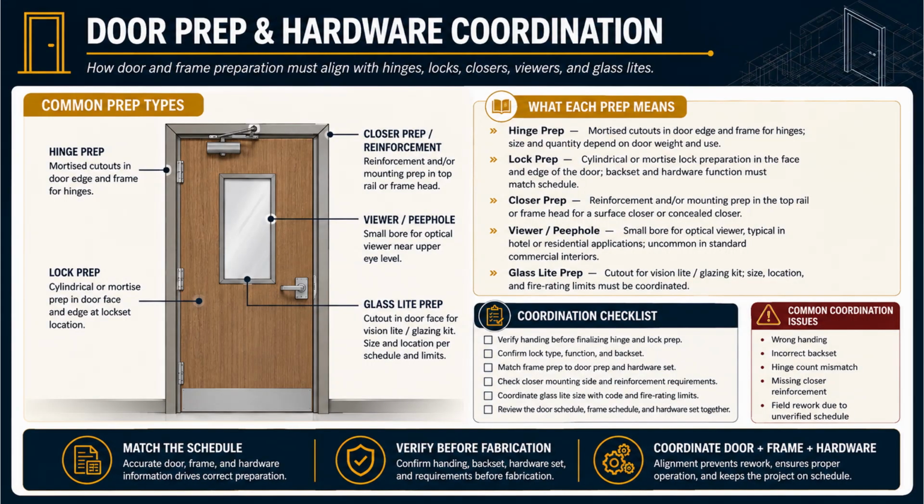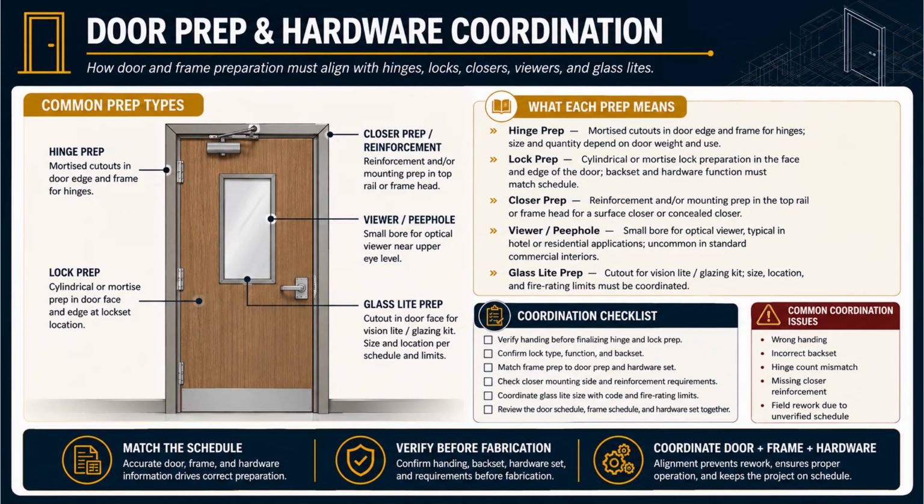Now door prep. The cutouts and reinforcements that have to be machined into the door and frame so the hardware fits. These are done at the factory based on the schedule, which is why coordination matters so much. The common prep types: hinge prep, mortised cutouts in the door edge and frame for the hinges. The size and quantity depend on the door weight and use.